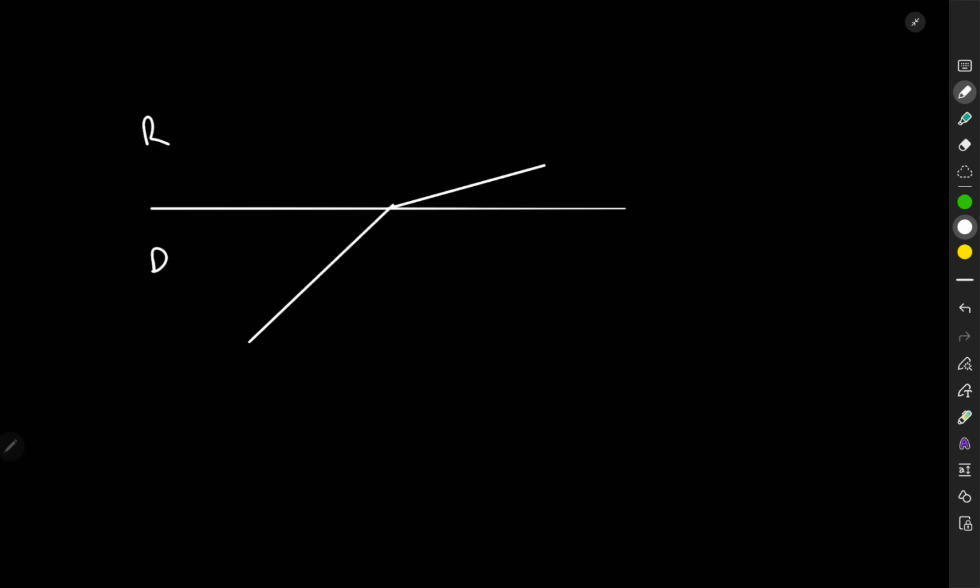So angle of deviation. I think the formula itself is enough. So let's say it's denser medium, this is a rarer medium, and it goes like this, fine, away from normal, it goes away from normal. We know this is refracted ray and this is incident ray.